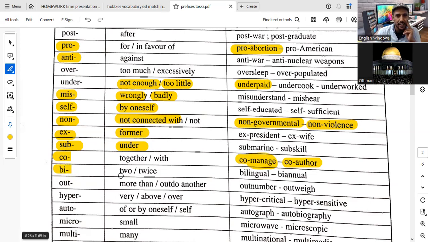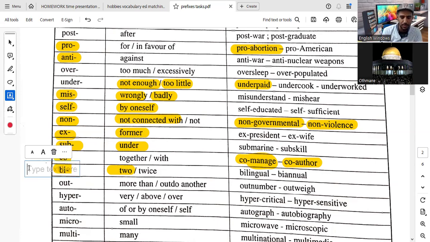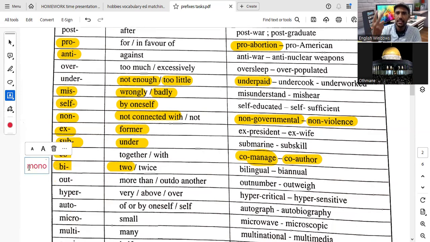By, that means two. Whenever you find by, it means two. Just like bilingual. This person is bilingual. It means he speaks two languages. Biannual means every 2 years and so on, right? The opposite is mono. Bi means two. Mono means one.